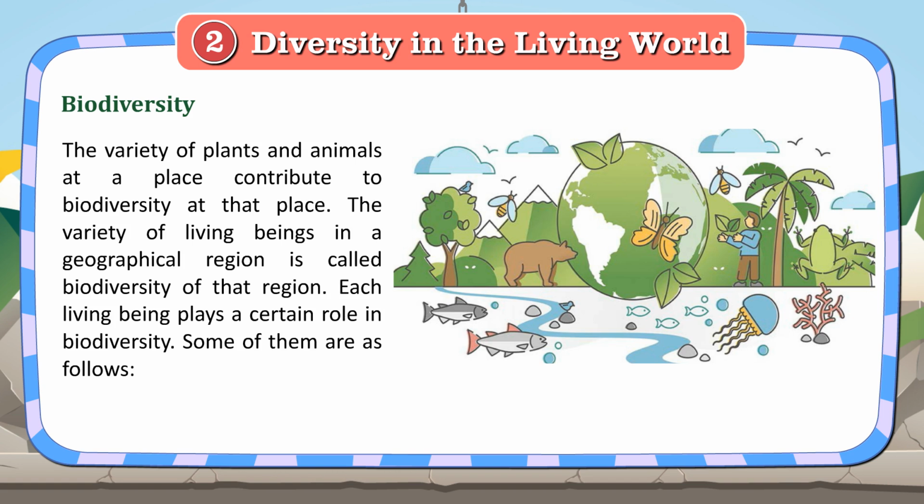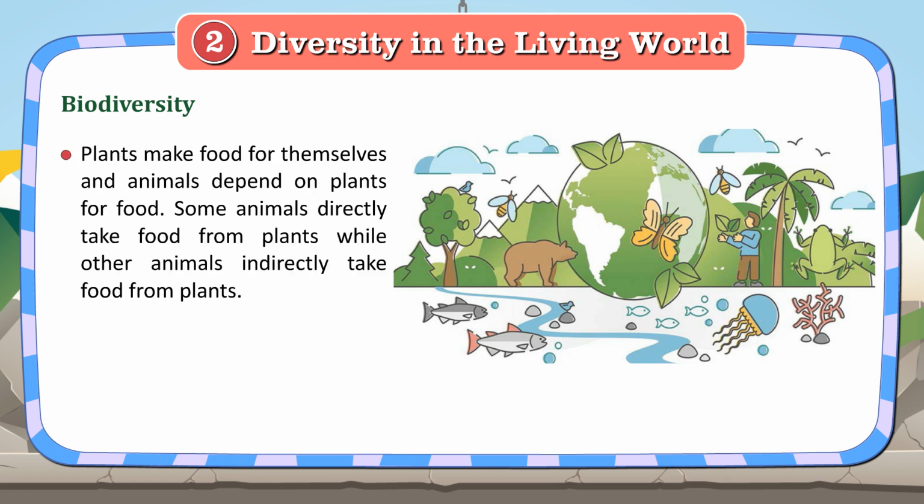The variety of plants and animals at a place contributes to biodiversity at that place. The variety of living beings in a geographical region is called biodiversity of that region. Each living being plays a certain role in biodiversity. Some of them are as follows.